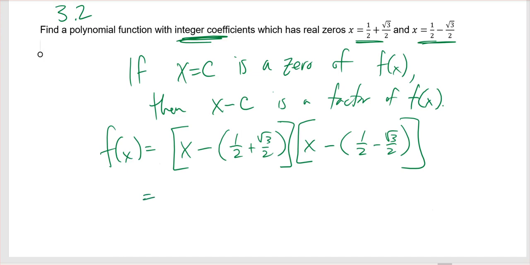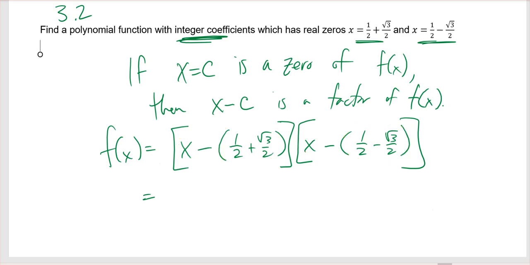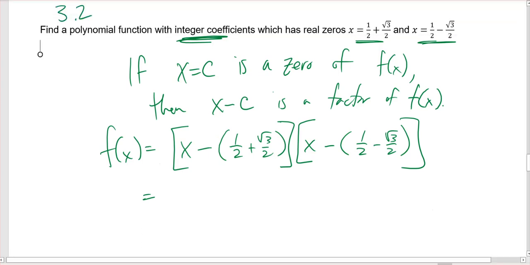So let's do that. This might not look like one of those things we would say FOIL for, but it is, right? We've got one term, two terms. So this is a binomial, if we think about it like that. And this is also a binomial, right? One term, two terms, so binomial. So if we want to treat this like a binomial, we absolutely can, especially if we've got those grouping symbols on there, right? So let's go ahead and treat this like a binomial. And we can use that nice acronym FOIL, right?